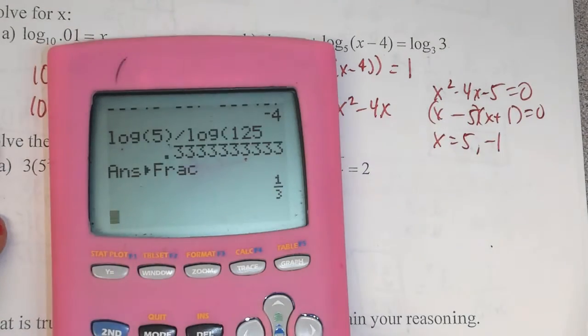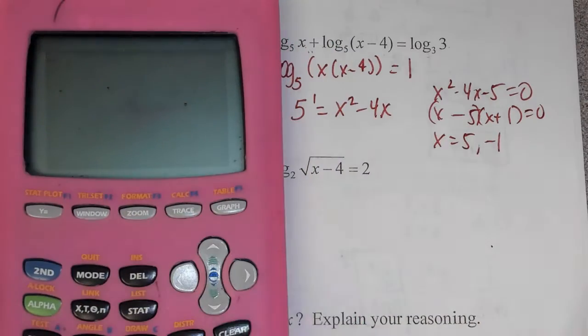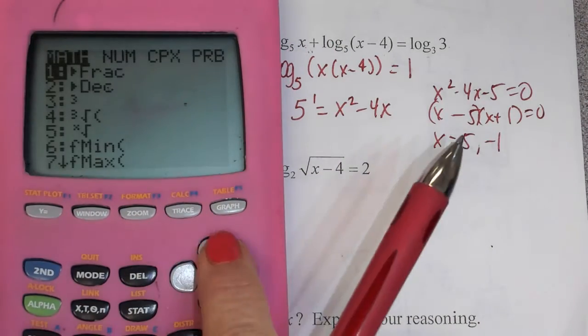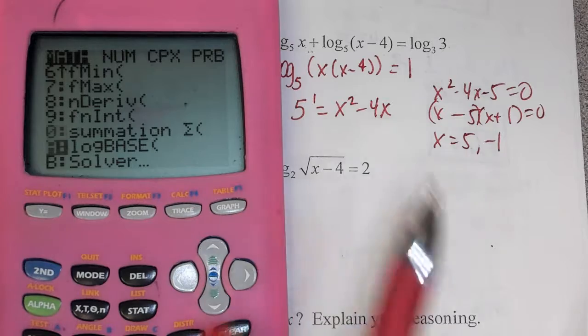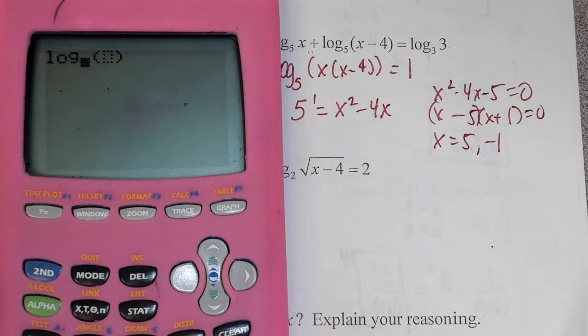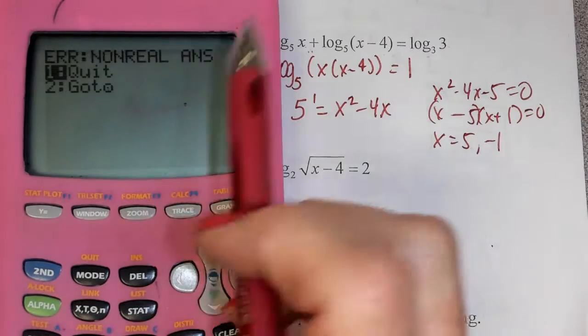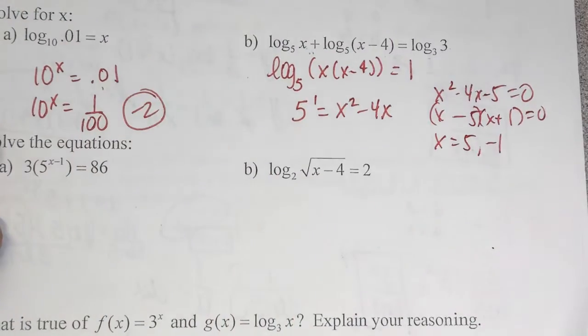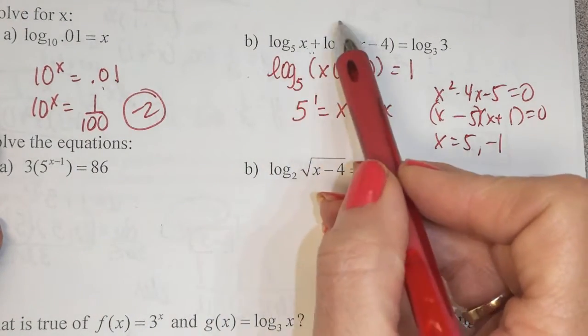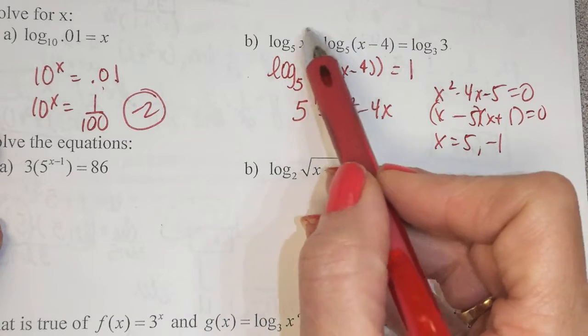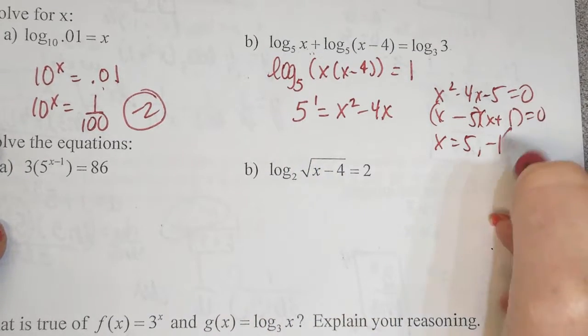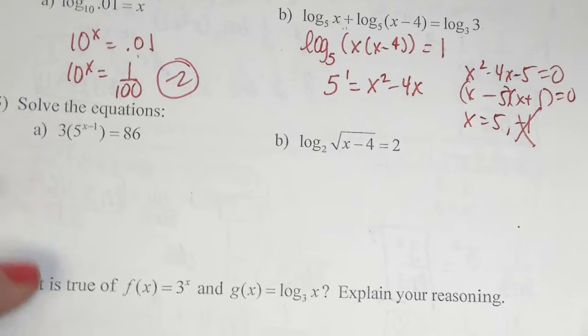Here's why. Watch if I were to plug this back in and try to do math, log base. So I'm doing log base 5 of negative 1, and watch what happens. It's going to give me an error message. It says that's non-real. And that's because there's no value that I can raise 5 to get negative 1. So we can't have a negative answer on that.